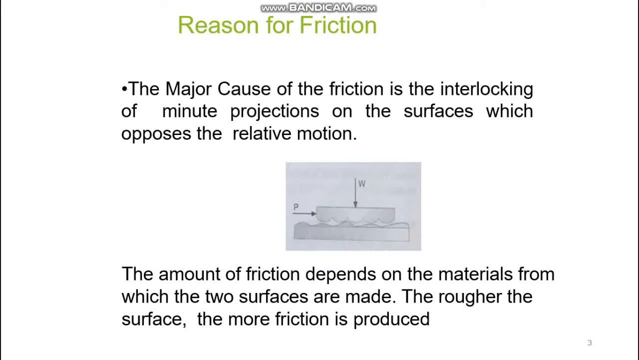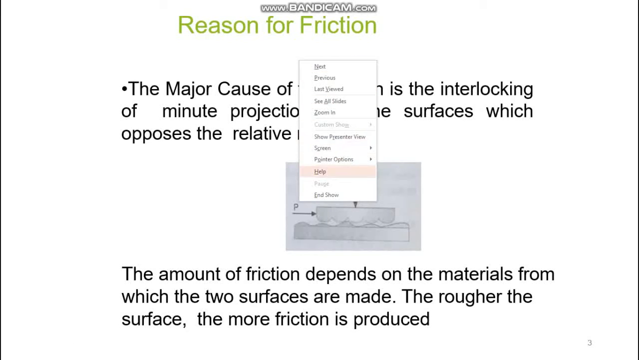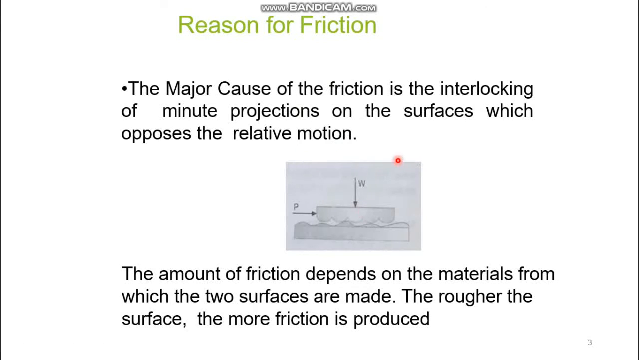What are the reasons for friction? The major cause of friction is the interlocking of minute projections on the surfaces, which opposes the relative motion. This is the pictorial view of the friction.